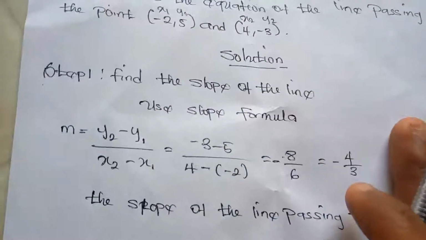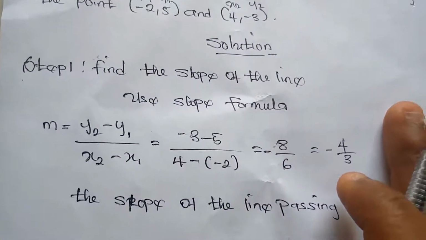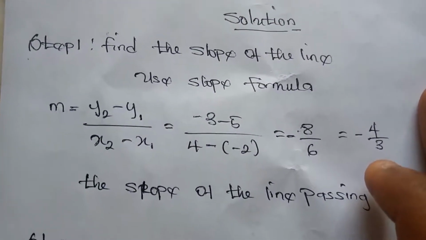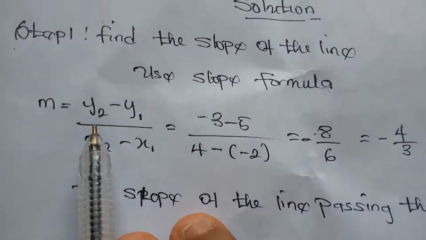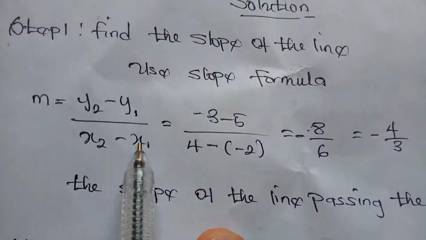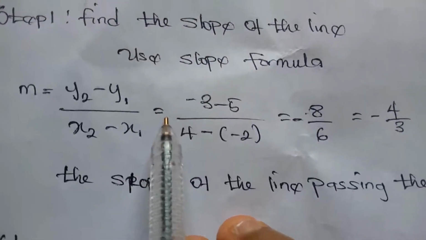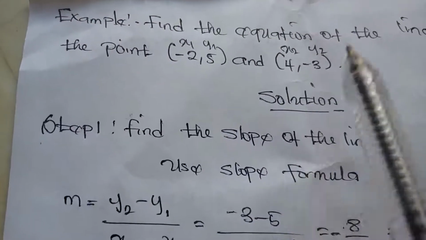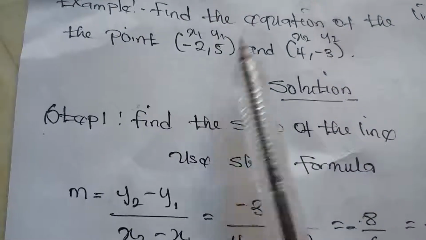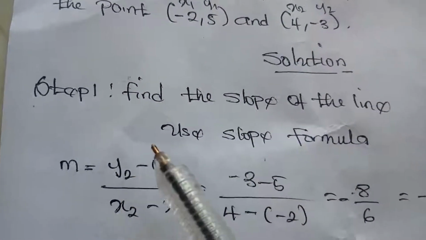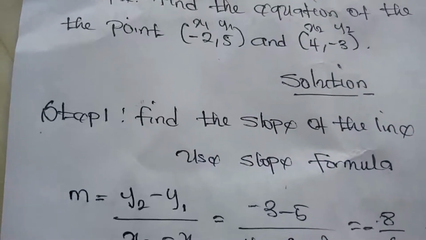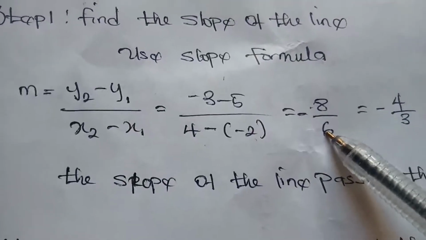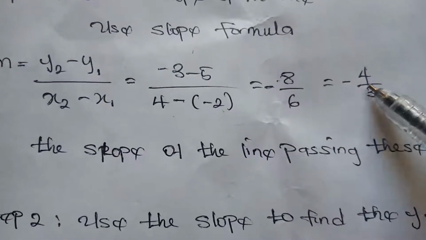To our solution, step 1, find the slope of the line. I will use the slope formula to find the slope of the line. m equals y2 minus y1 over x2 minus x1, which is -3 minus 5 over 4 minus -2. We end up getting -8 over 6, which equals -4 over 3.